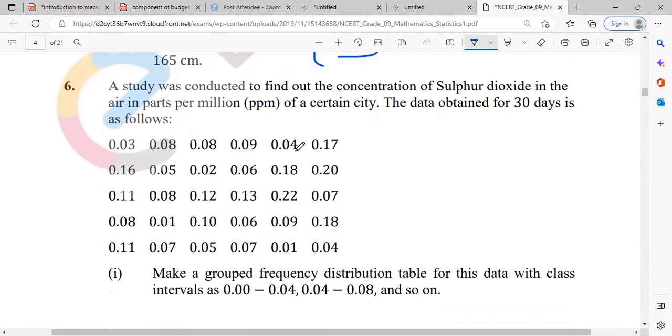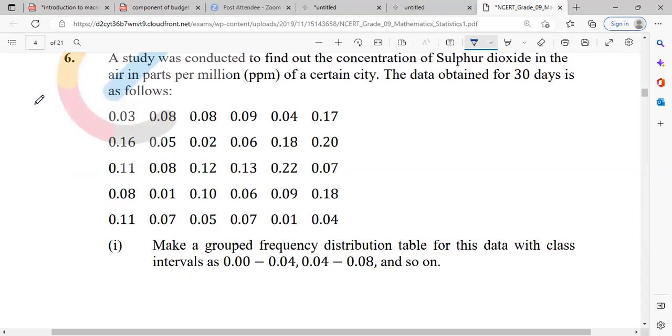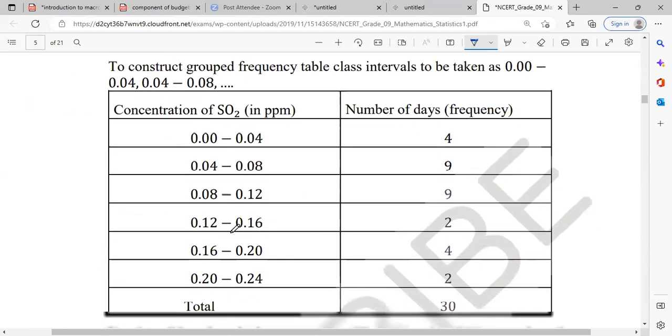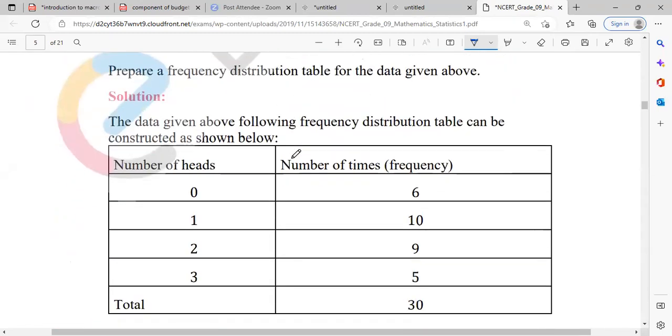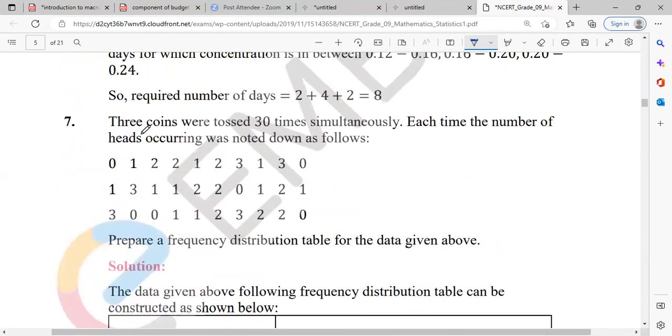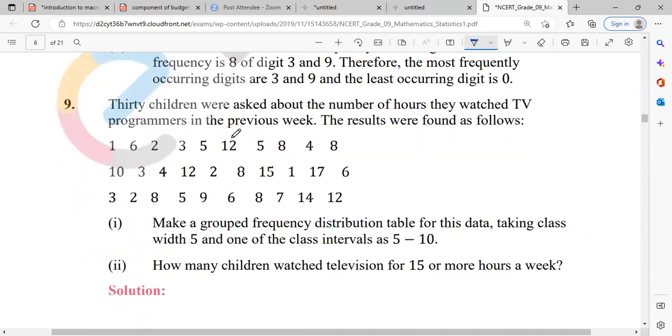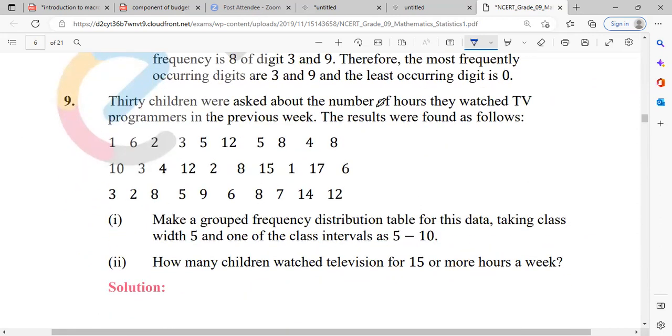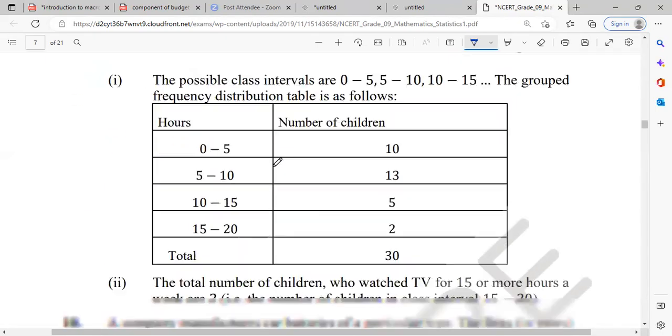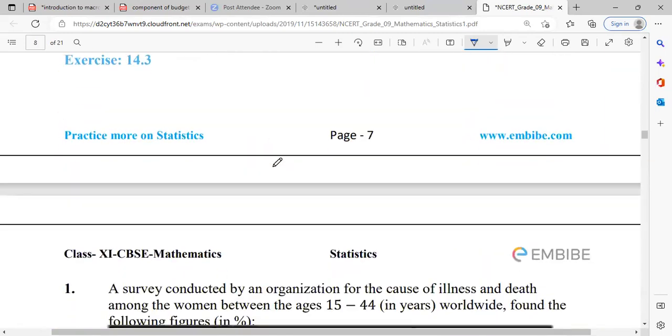Clear? Yes, ma'am. Now this one, 6-1 in your NCERT, this will be your homework. And this one also will be homework. This one also you will do in your homework. And the third is the number of squash where the results are as follows. This one also is easy, so you can make it.